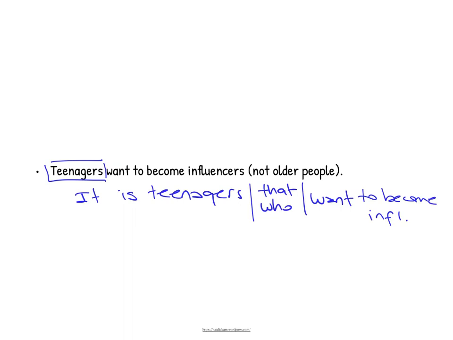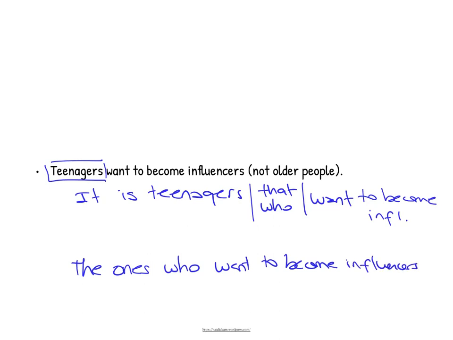What you would have to do now, if you want to make the other possibility, is say something like, the ones who want to become influencers. And now, because you're talking about the ones in the plural, obviously you'd have to say are teenagers. And you're doing that because you're talking about the subject and it is personal. These are people. So you have to say the ones who.